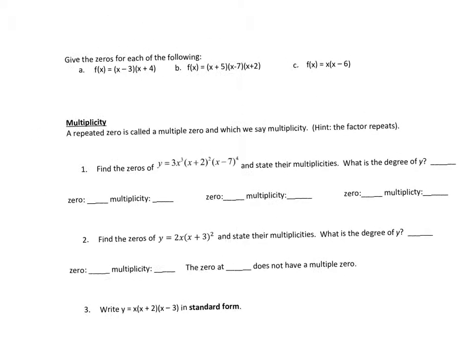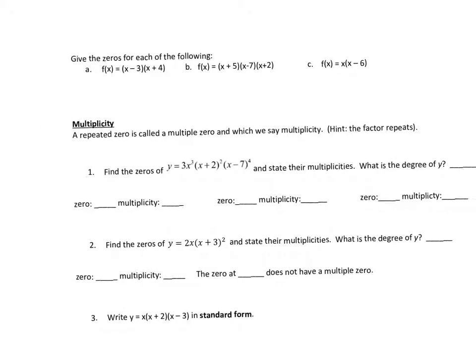Give the zeros of each of the following. These are already factored. If you set this equal to 0 and use the zero product property, the zeros are 3 and -4, because if you set x minus 3 equal to 0, x is 3, and x is -4. If you set each one of these equal to 0, the zeros are -5, 7, and -2. And then C, if you set this equal to 0, don't forget to set the x on the outside equal to 0 because that's a factor. The zeros are 0 and 6.